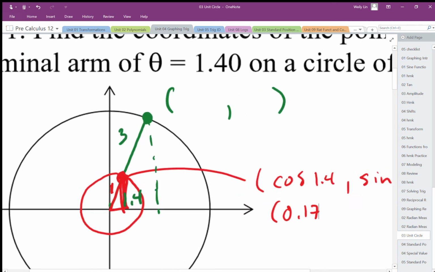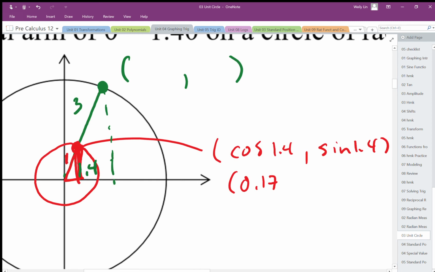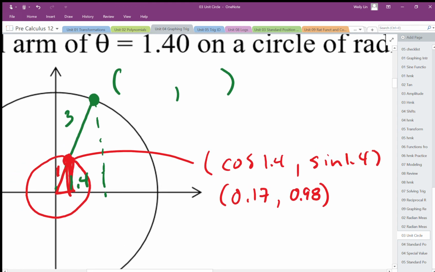I'm going to zoom in a bit. That's 0.17 along the horizontal. That's 1. And I'm going to do sine of 1.4, and I'm going to get 0.98. So that means that if this length is 1, the vertical length is 0.98. So the sine value is 0.98. I have my x and y coordinate, but that's not the point I want. I want it out here.